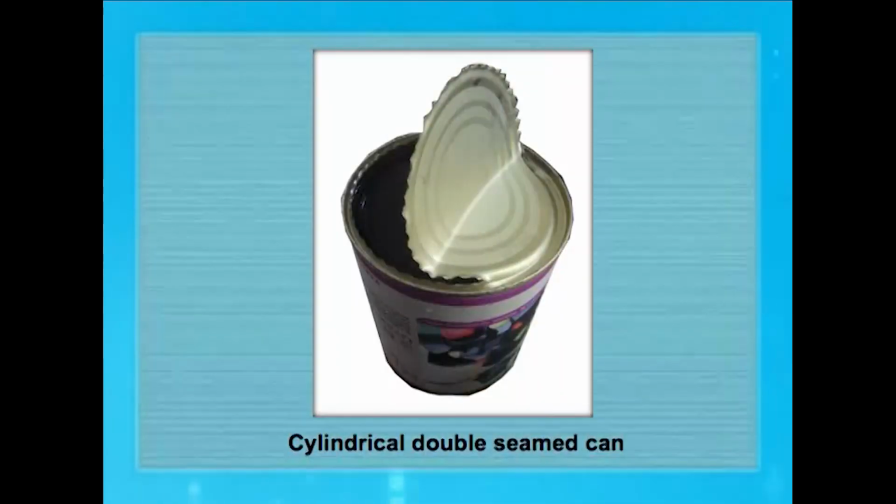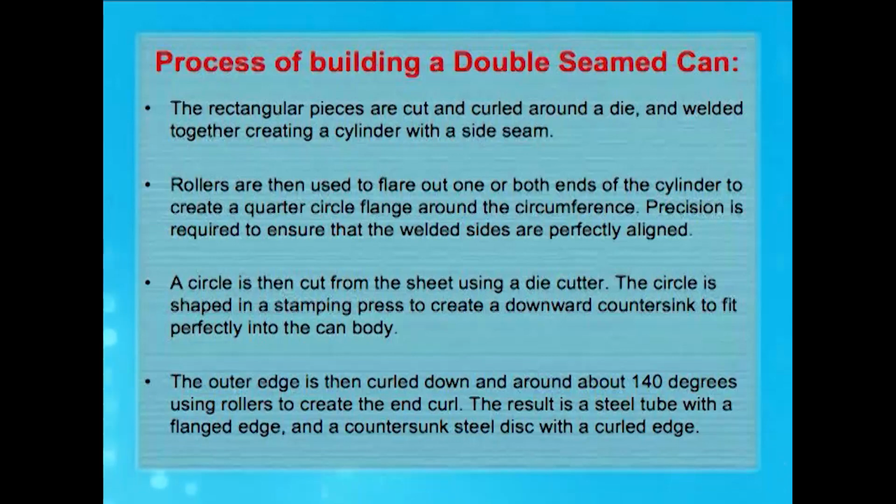So this is the typical cylindrical double seam can, and the steps of making this double seam can include: the rectangular pieces are cut out, and then the rollers are used, and then with a die cutter, typically circular pieces of this metal are added and actually sealed on both sides. So that actually makes a perfectly sealed container.